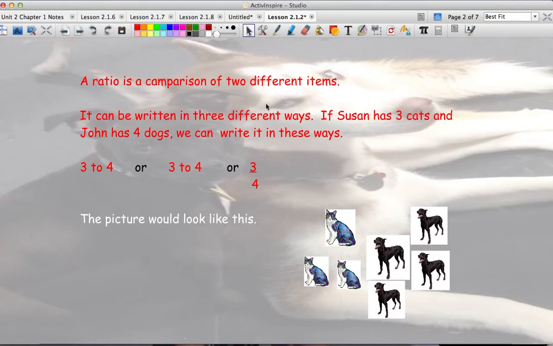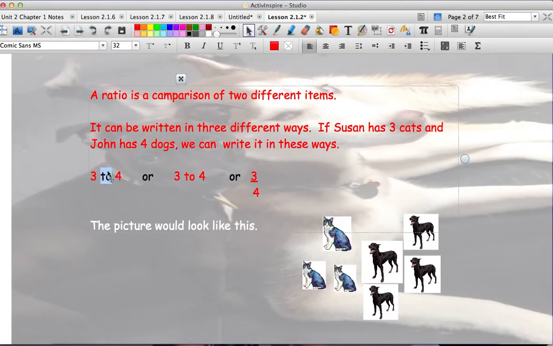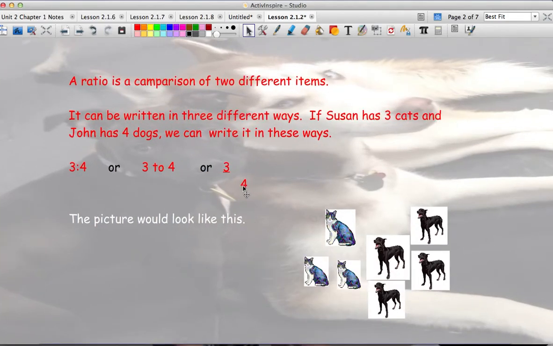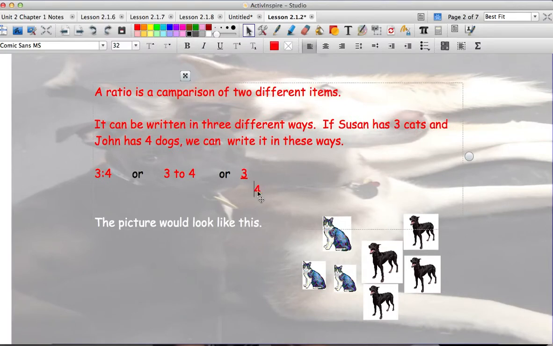And it can be written as a part to part, or it can be written as a part to whole. Typically what you'll see is part to part. And then we also found out that we can write the ratio in different ways. We can write it using a colon, like this. We can write it in words, or we can write it in fraction form. Any of these ways is acceptable.